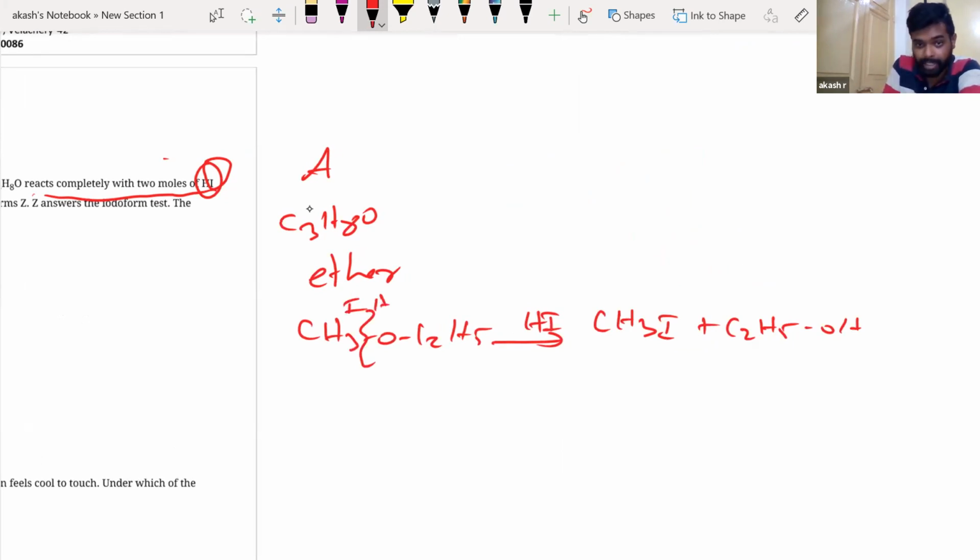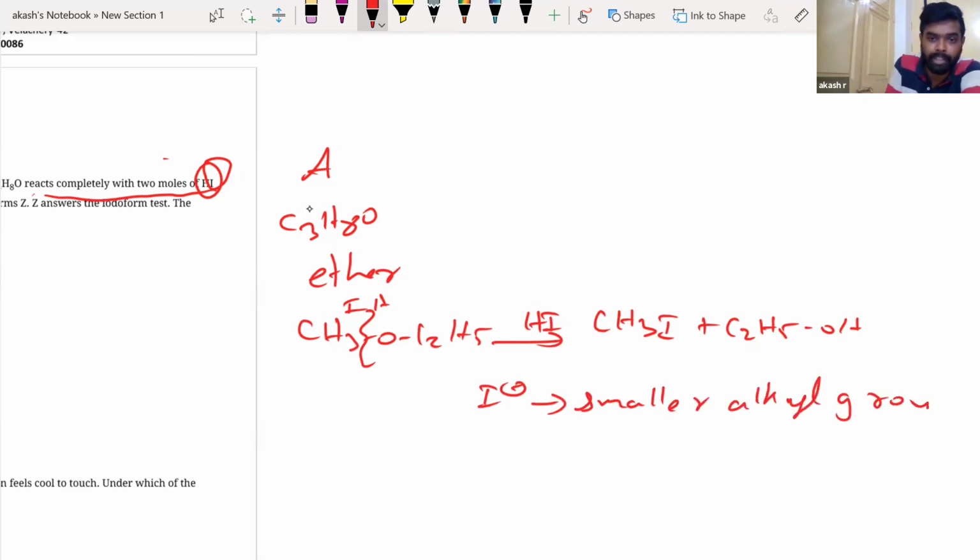Now you have to understand that in this case, the I minus will attack the smaller alkyl group, that in this case is CH3. So I minus will attack the smaller alkyl group because of steric reasons, obviously, because it is less crowded, so it is easy. So you will form CH3I plus C2H5OH.